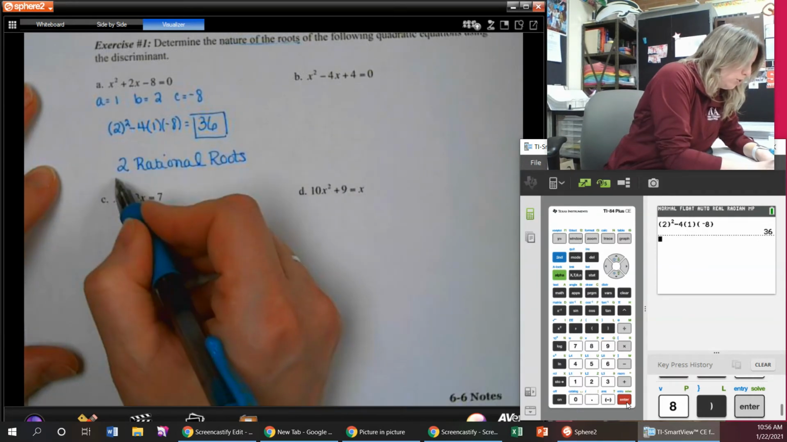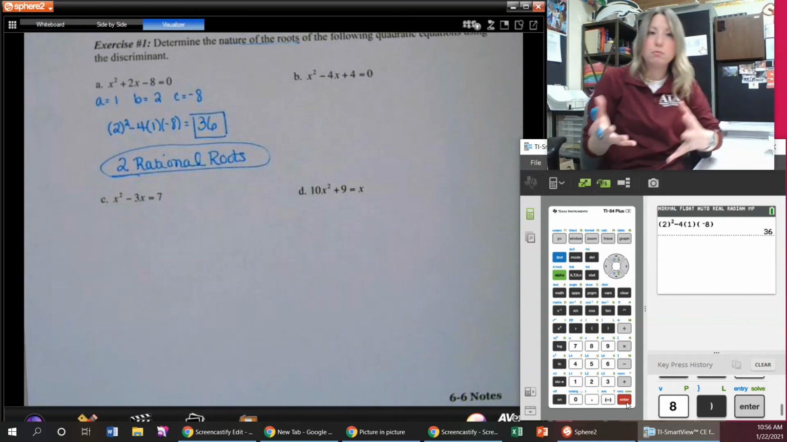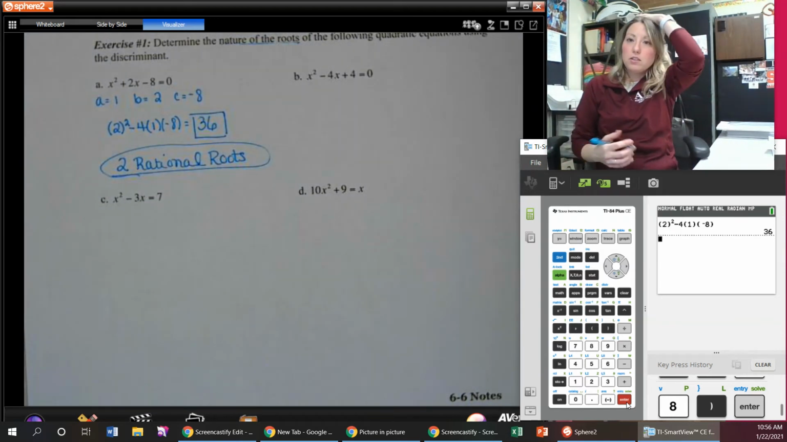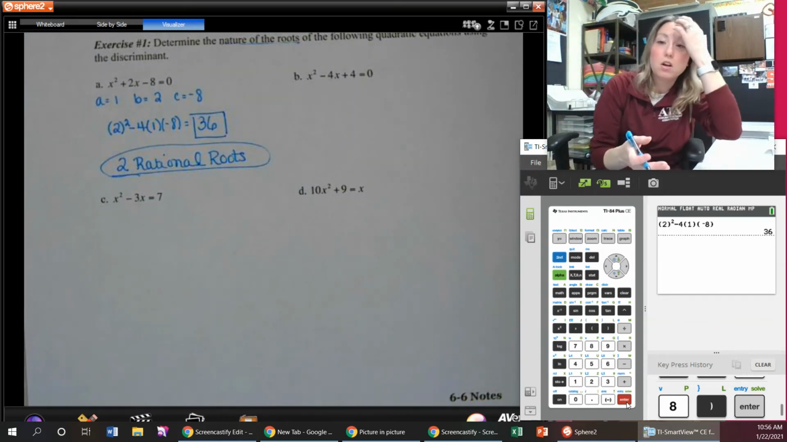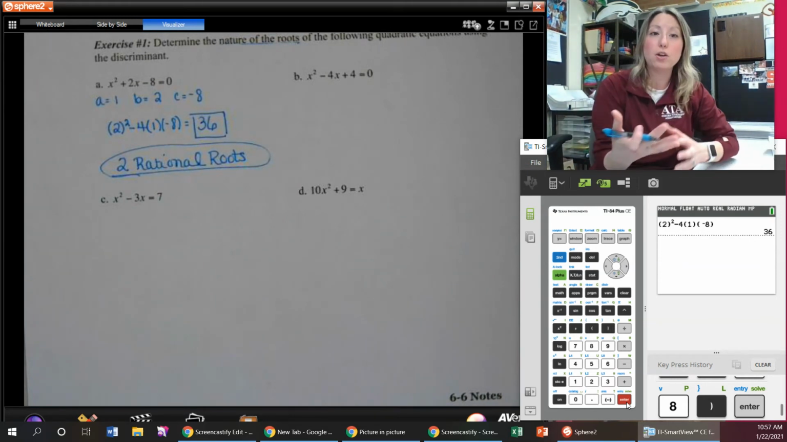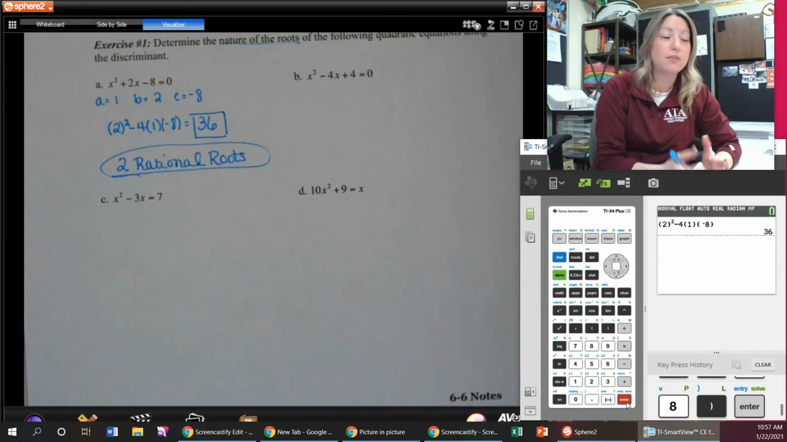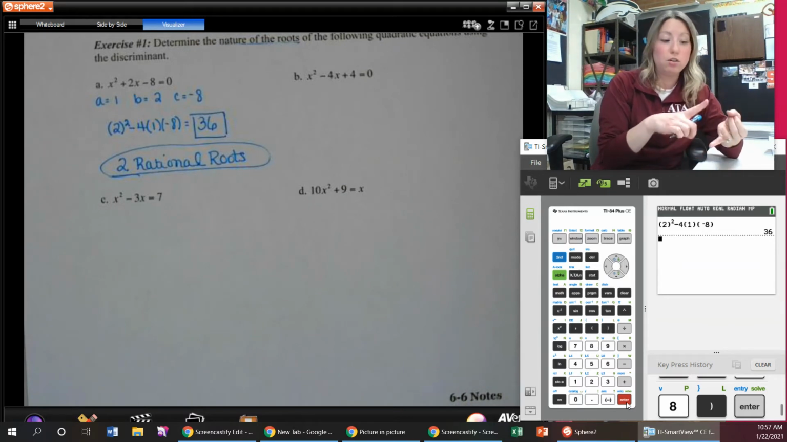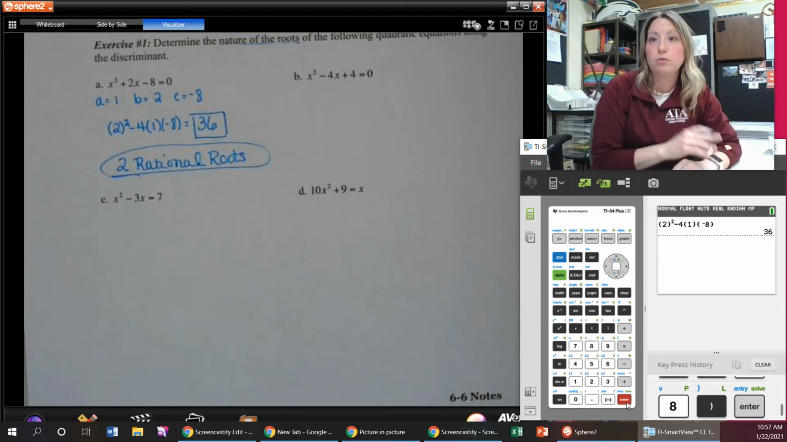I don't use the Regents exam language, since I'm not a Regents exam course. But if you do go on and take that later, I want you to know what the comparison to that is. And that would be 2 real, rational, unequal roots.